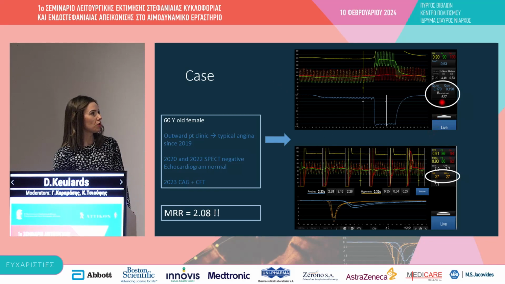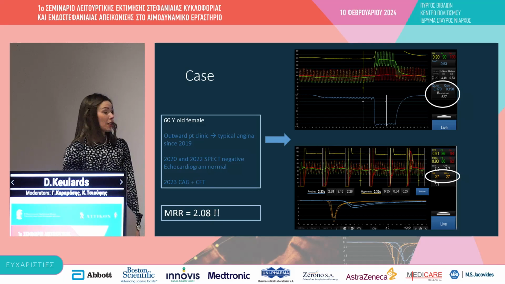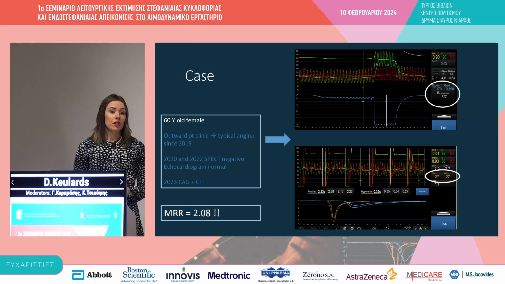In this patient, all values are abnormal. So the resistance is too high. The cutoff value is 470 Wood units. The IMR is too high and the MRR, I'll explain to you later, is too low. So this patient was treated with a combination of calcium antagonist and nicorandil, and she was free of complaints.